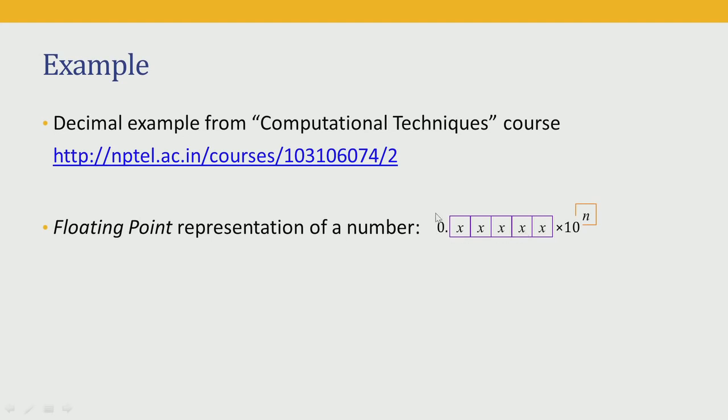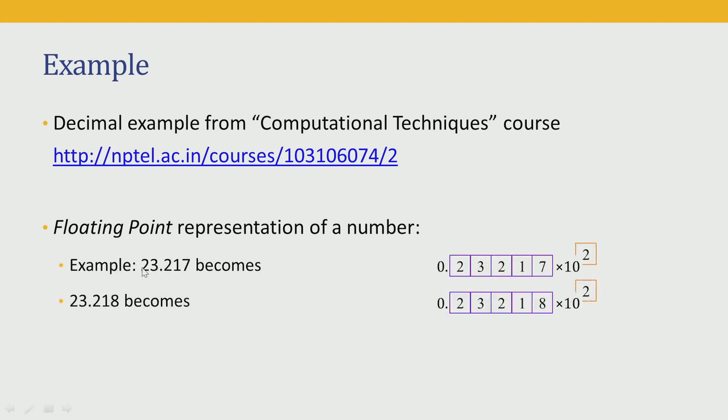So, let us see how we represent a number of 23.217. The number 23.217 becomes 0.23217 multiplied by 10 to the power 2. So, what is the next number that comes in? The next number is when the lowest digit over here is incremented. So, the next number becomes 0.23218 multiplied by 10 to the power 2. That is the next number.